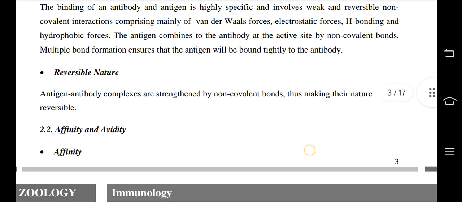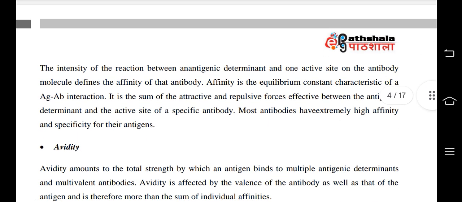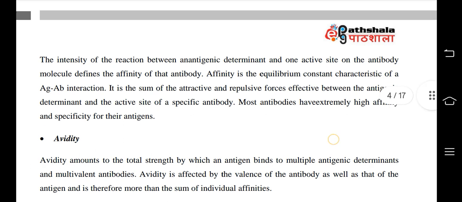Affinity and avidity. Affinity, the intensity of the reaction between an antigenic determinant and one active site of the antibody molecule, defines the affinity of that antibody. Affinity is the equilibrium constant characteristic of an antigen-antibody interaction. It is the sum of the attractive and repulsive forces effective between the antigenic determinant and the active site of a specific antibody. Most antibodies have extremely high affinity and specificity for their antigens.